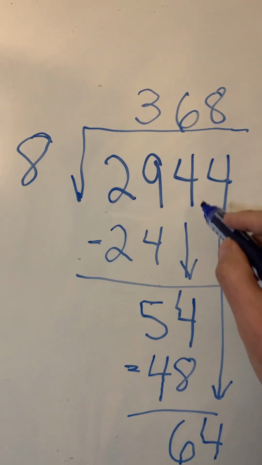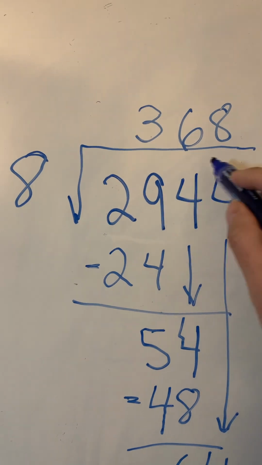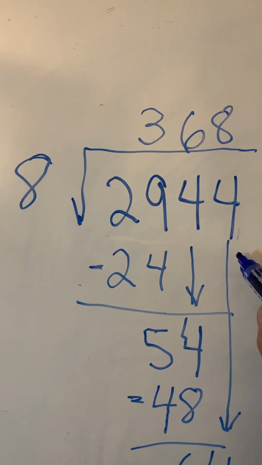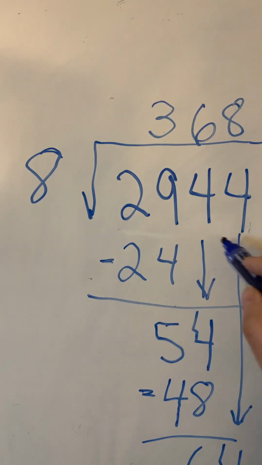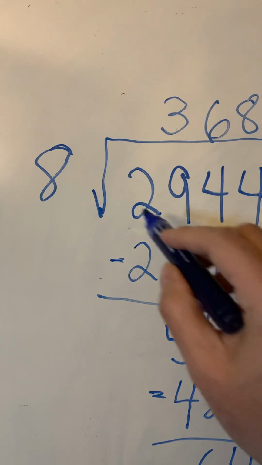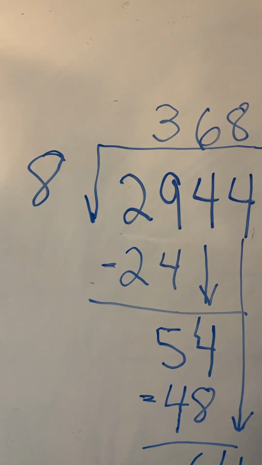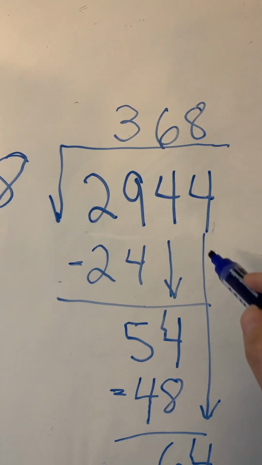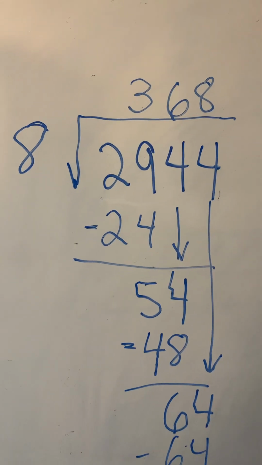So you look up here, and 368 times 8 is 2,944. So if you had, for example, $2,944, and your 8 people, say you did a project together, how do you divide it? You'd get $368 each. So that's how you do it.